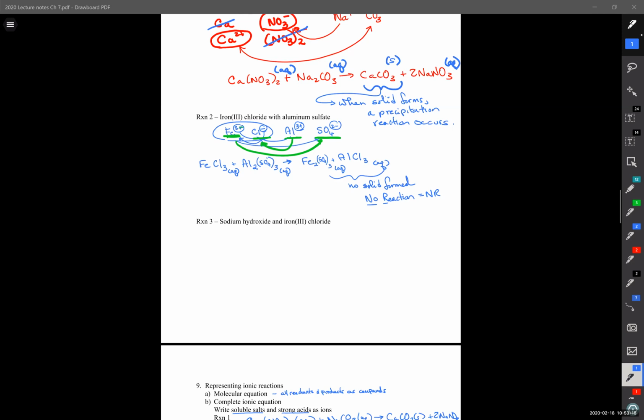Yeah. The lab has people get confused because we've been doing balancing and writing equations, and they get to this point and think, well, it's not balanced, so it's not supposed to be balanced. So we'll do that next.